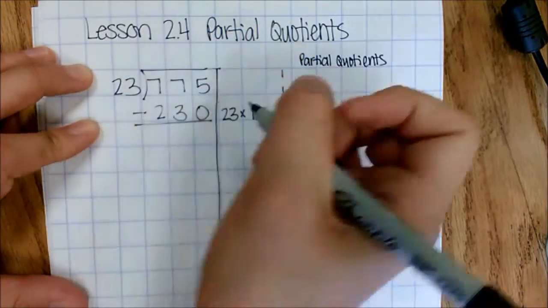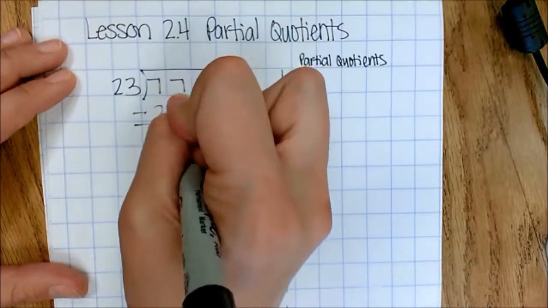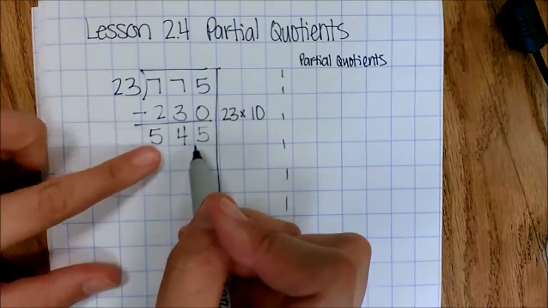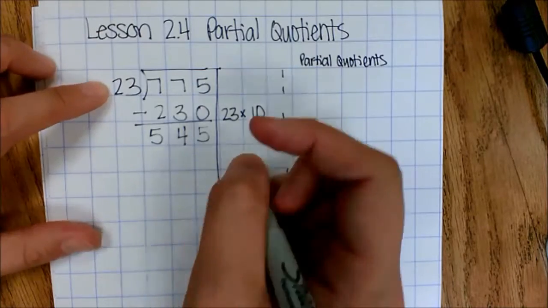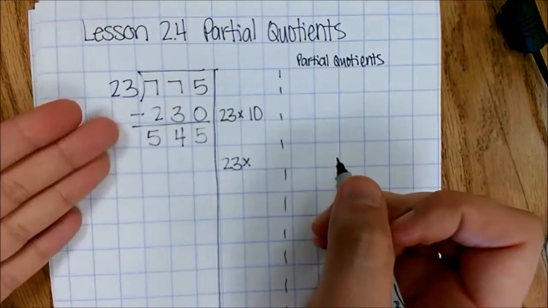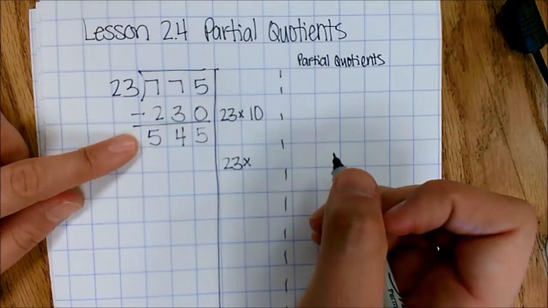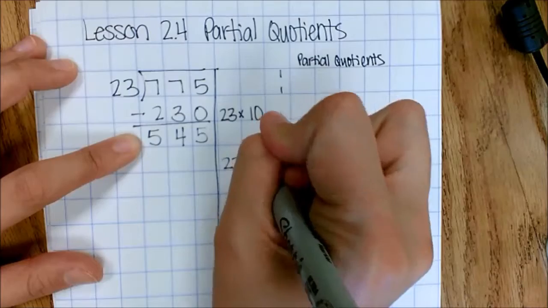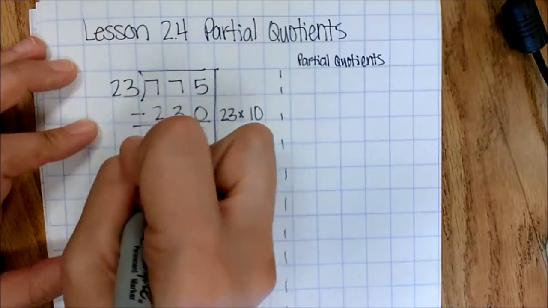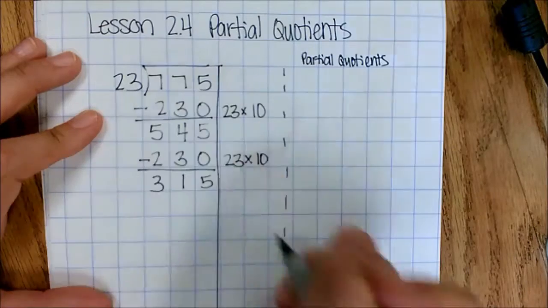So then I'm going to subtract. That's my next step here. So I do 5 minus 0, that's 5. 7 minus 3 is 4. 7 minus 2 is 5. And I'm not done, because this number is not smaller than my divisor. So now I need to ask myself again. I'm going to repeat my steps. I'm going to say 23 times what multiple of 10 will give me an answer really close to 545. So I'm going to do 10 again. And I already know from doing the work that 23 times 10 was 230. And then I subtract, and I get 315.